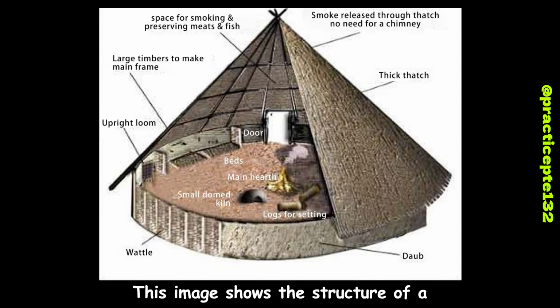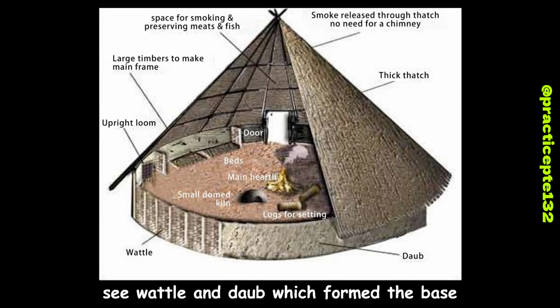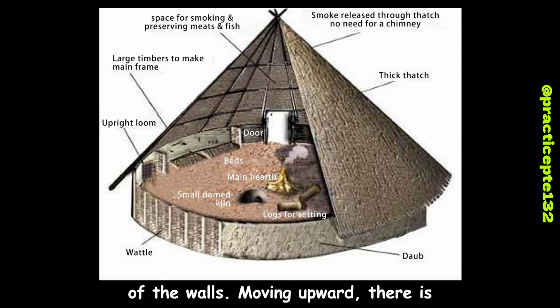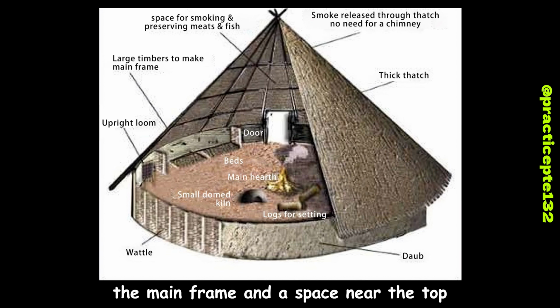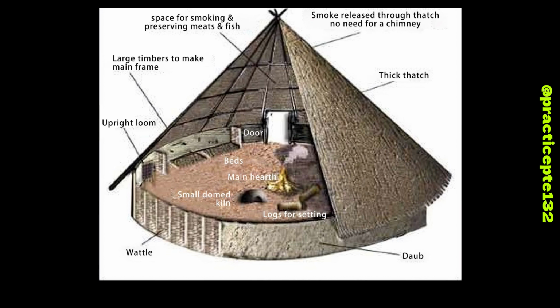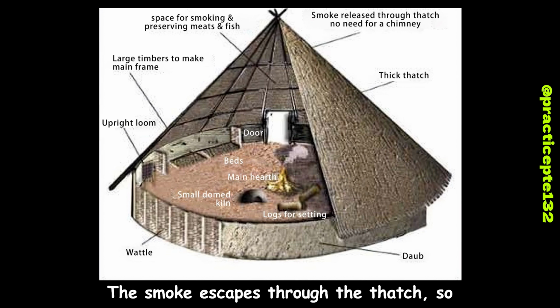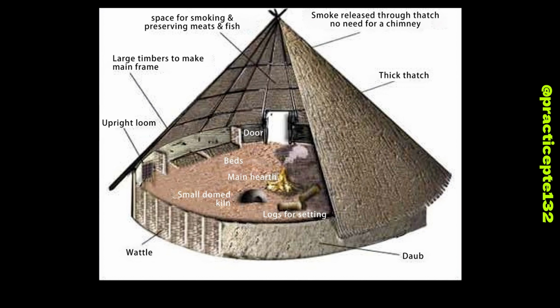This image shows the structure of a thatched house. At the bottom, we can see wattle and daub, which form the base of the walls. Moving upward, there is an upright loom, large timbers supporting the main frame, and a space near the top for smoking and preserving meat and fish. The smoke escapes through the thatch, so there is no need for a chimney.